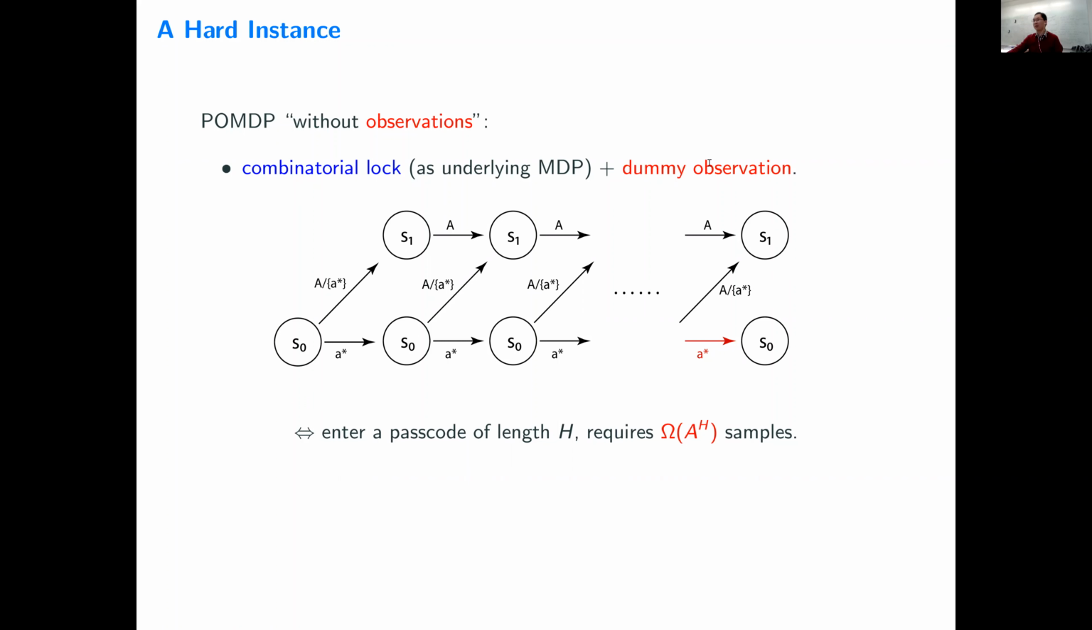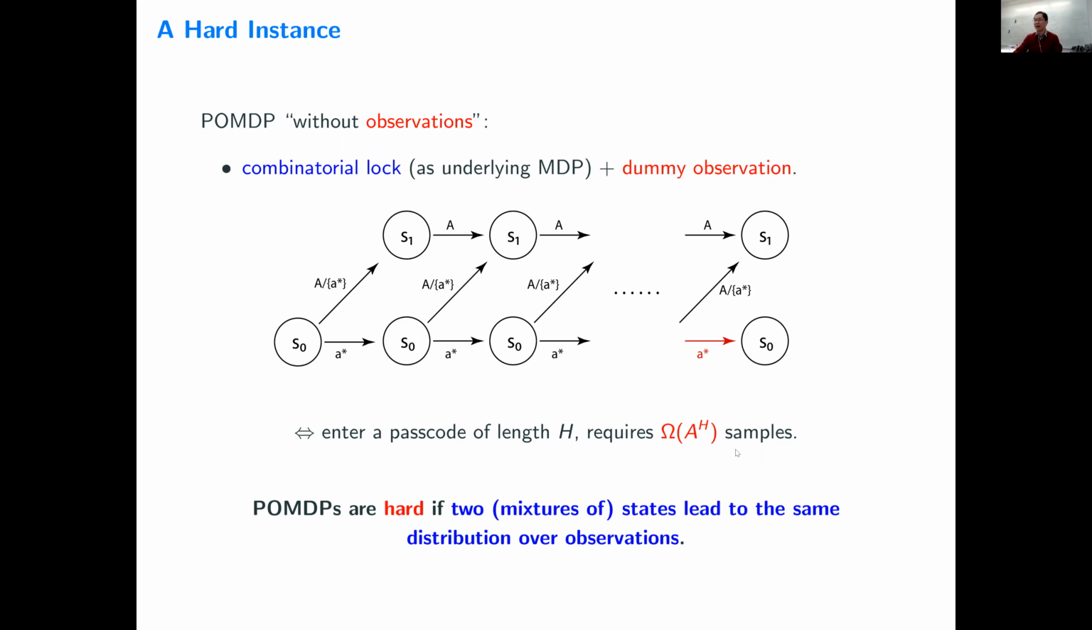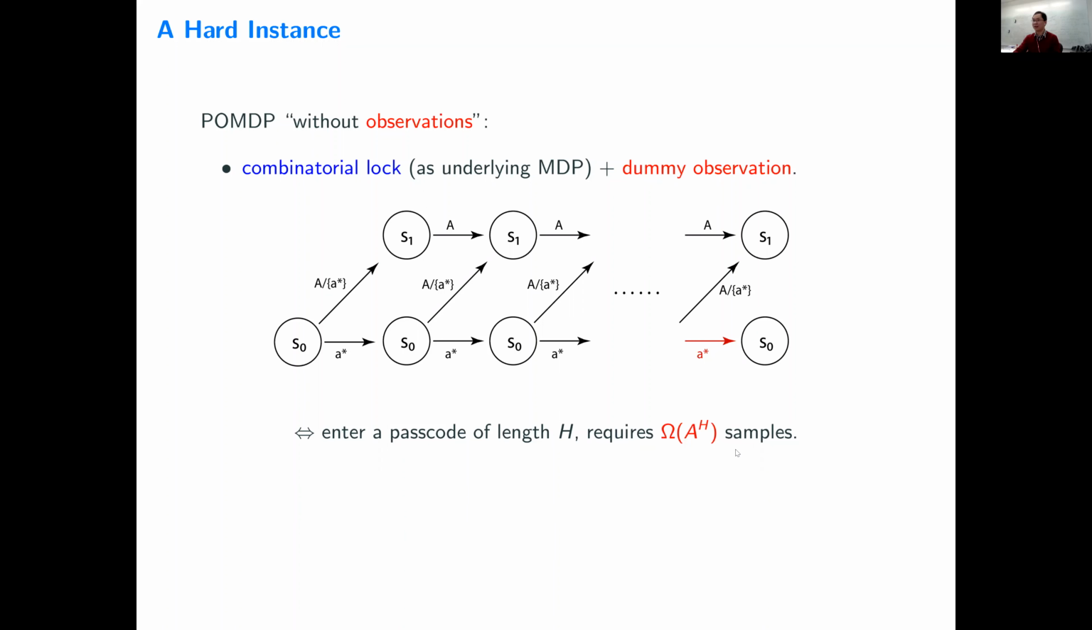However, because I have a dummy observation, I have no idea which underlying state it is. So if I just make everything blind, this is basically like entering a passcode. If I get the correct passcode, I get reward 1. Otherwise, I get reward 0. So in order to find the right passcode, unavoidably, we have to pay A to the H samples. There's just no way we can get around it. Okay. But any questions about this hard instance?